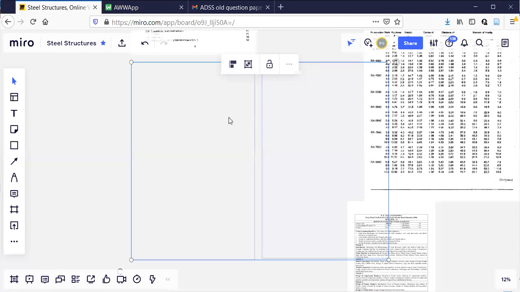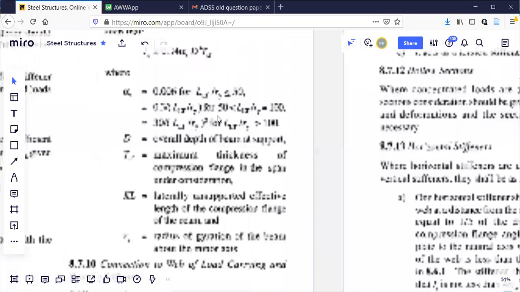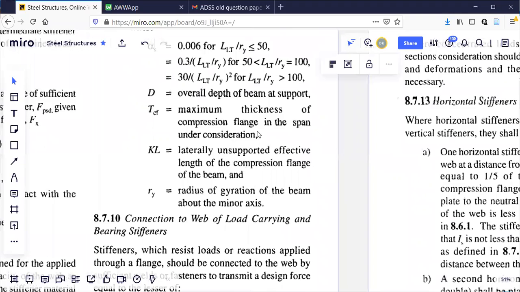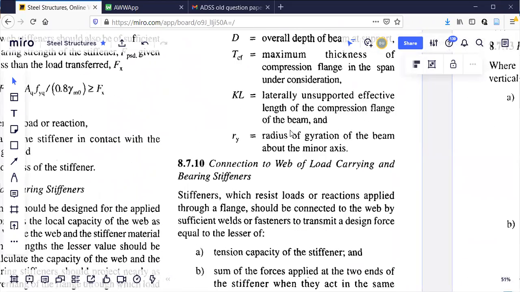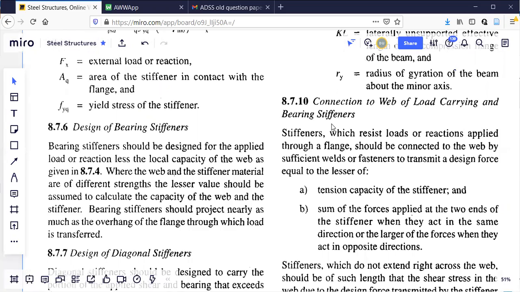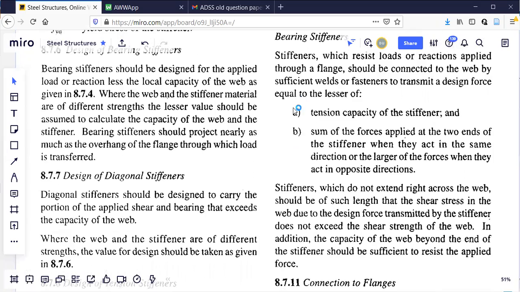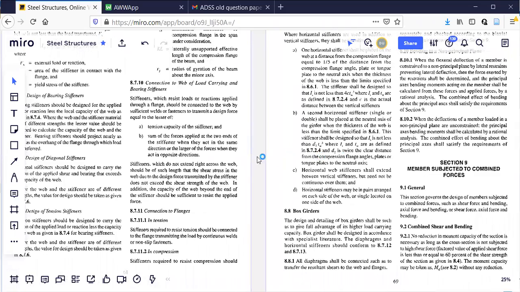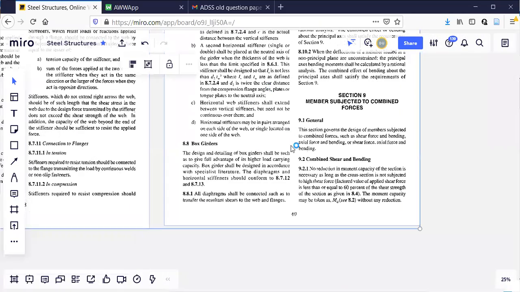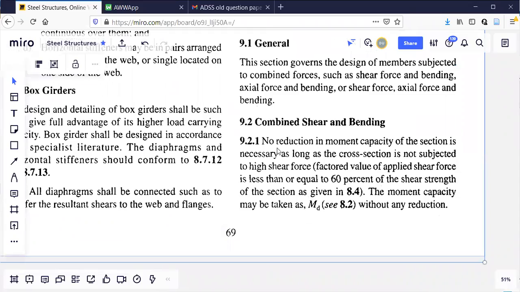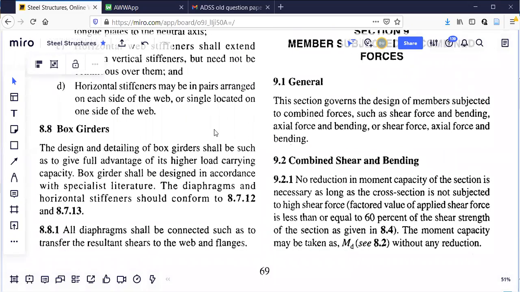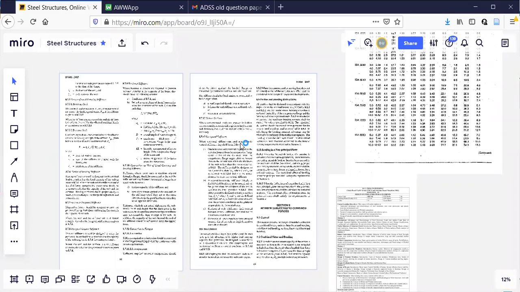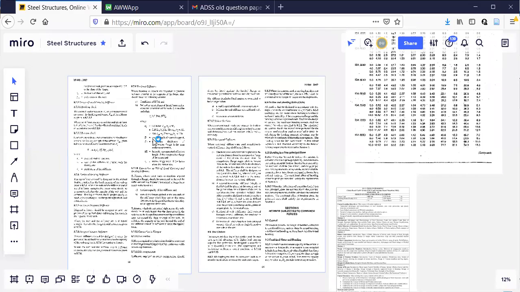I got two pages here. See, those two pages, I got it. You can see this. This particular bearing stiffeners, diagonal stiffeners, those two pages I have extracted. Now I can just start a combined shear and bending. You can see here combined shear. Only those two pages I have extracted. Any page can be extracted here from the entire book. Only specific pages can be extracted.